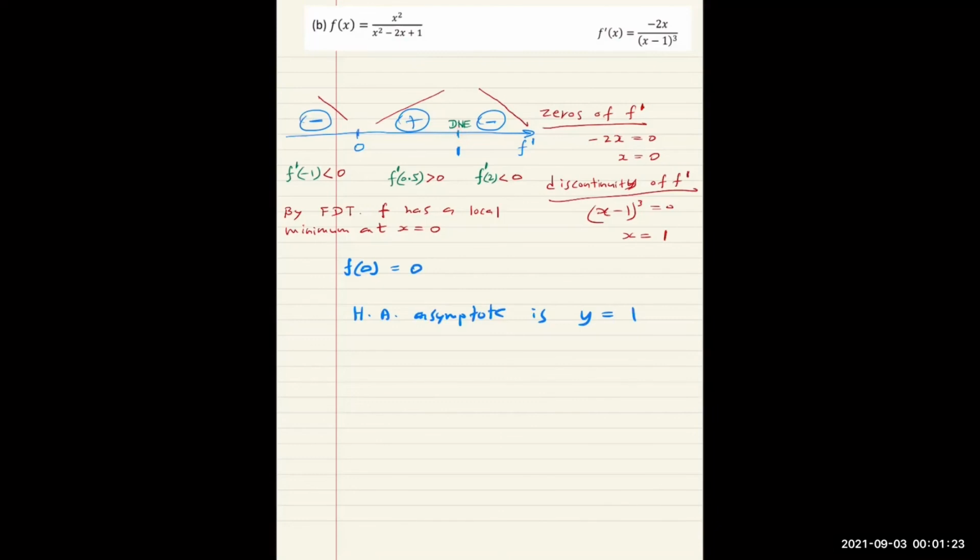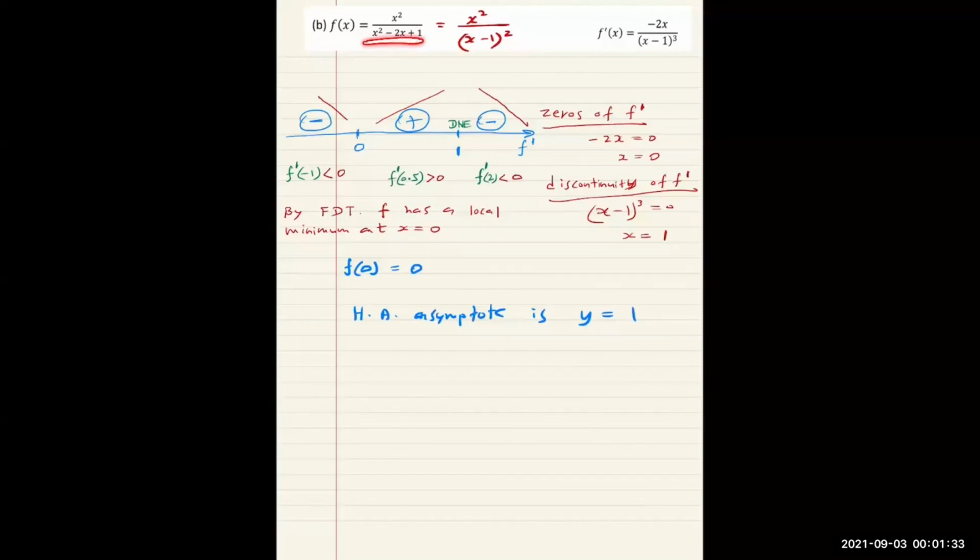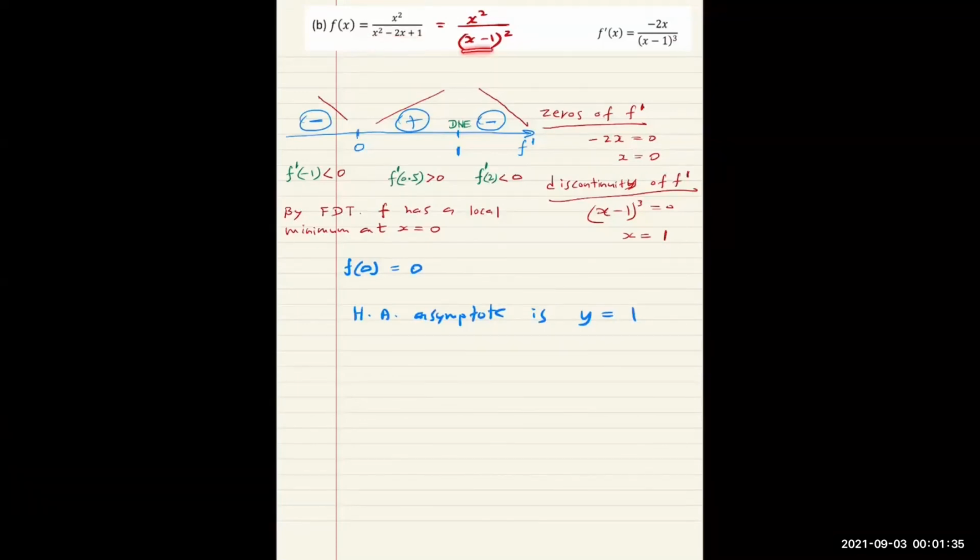If you look at this function, f of x, I can write this function as x squared divided by x minus 1 whole thing squared. Notice that x squared minus 2x plus 1 is the same thing as x minus 1 whole thing squared. Now, clearly, x is equal to 1 is a vertical asymptote of this function, right? So we need to figure out the behavior near x is equal to 1.